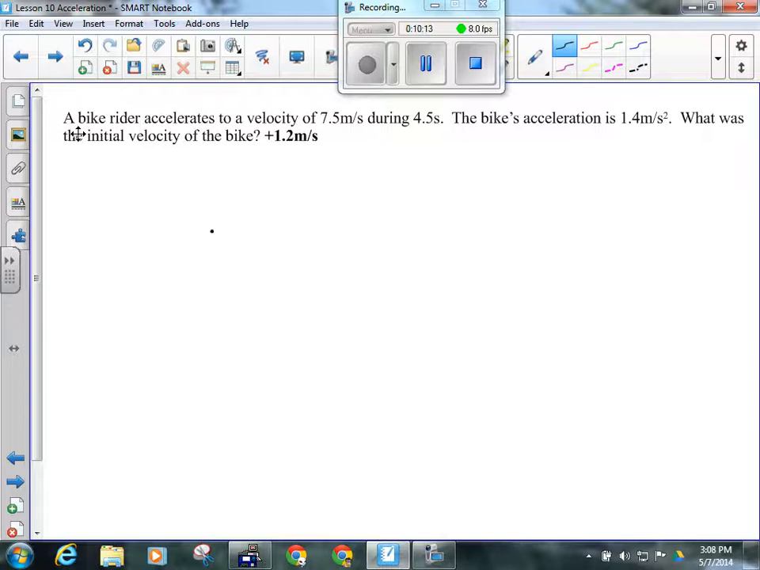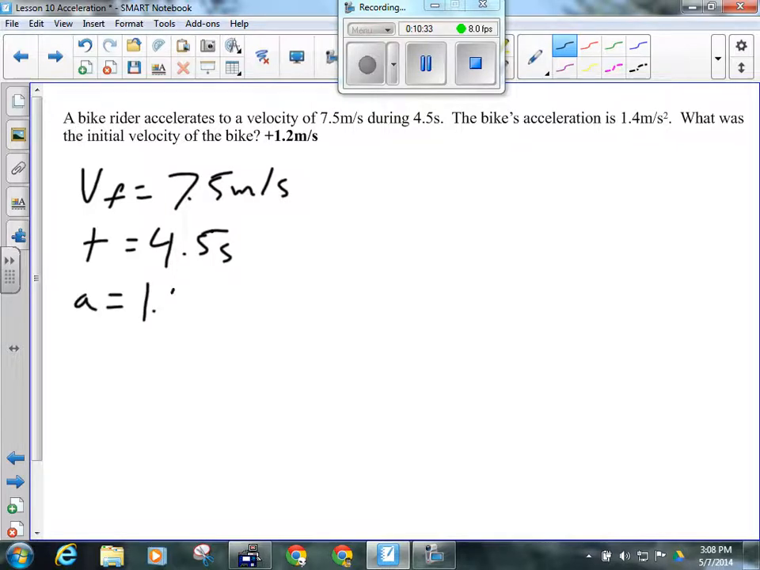All right, so a bike rider accelerates to a velocity of 7.5 meters per second. If he accelerated to that, is that his initial or final? Final. Okay? If he accelerated to that speed, that's his final velocity, 7.5 meters per second, during 4.5 seconds. Okay, the bike's acceleration was 1.4 meters per second squared. What was the initial velocity of the bike? So we're looking for VI.